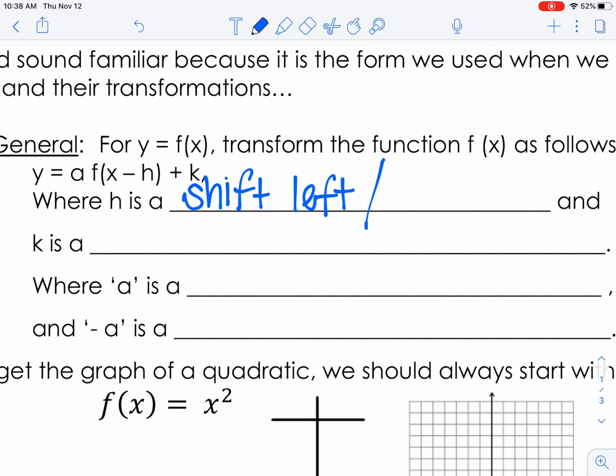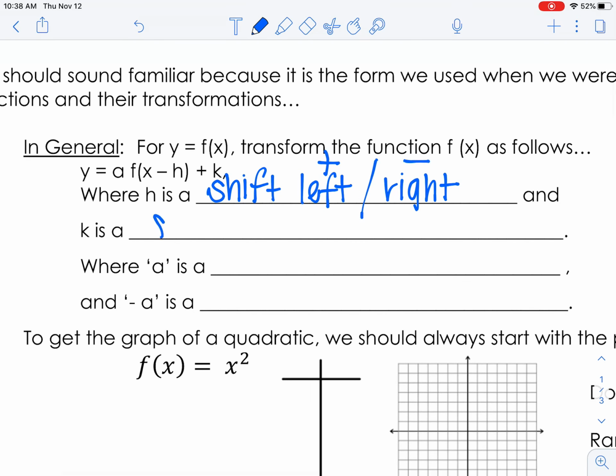Remember the trick about h is that we have to switch the sign. So if we subtract h, that's actually moving in the positive direction, which would be to the right. So subtraction means right, addition left. So you switch the sign. K is a shift up or down. Up with plus, down with minus.